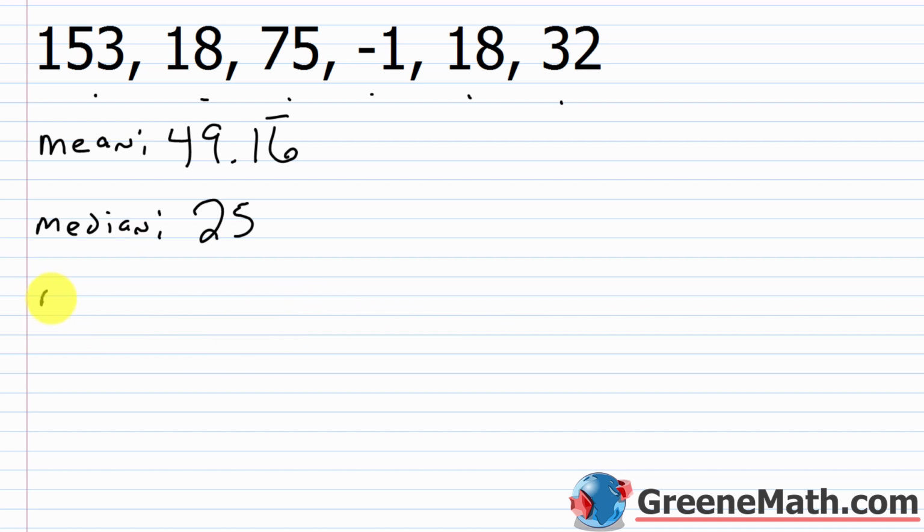All right, so what's the mode? That's the next one we're looking at. What's the mode? So that's the number that occurs most often. So if I look in this, I see that I have 18. I have 18 that occurs once and then twice, and everything else only occurs once. So your mode is going to be 18.